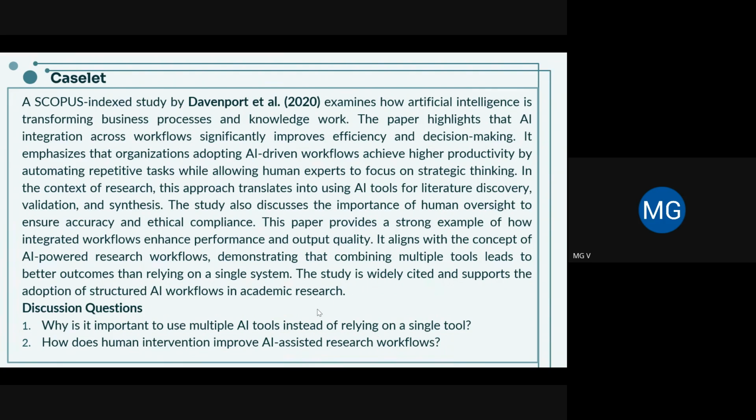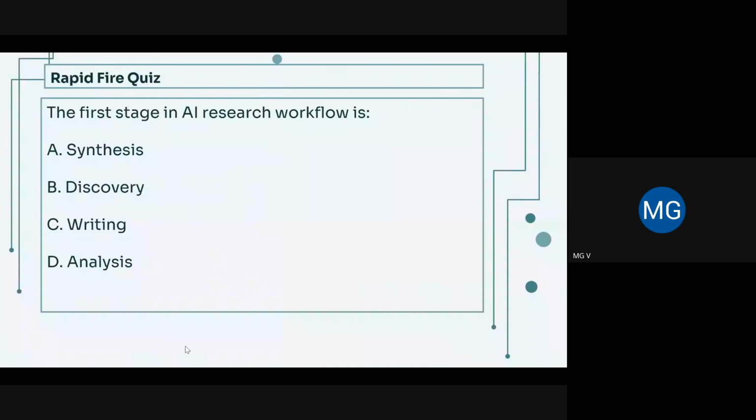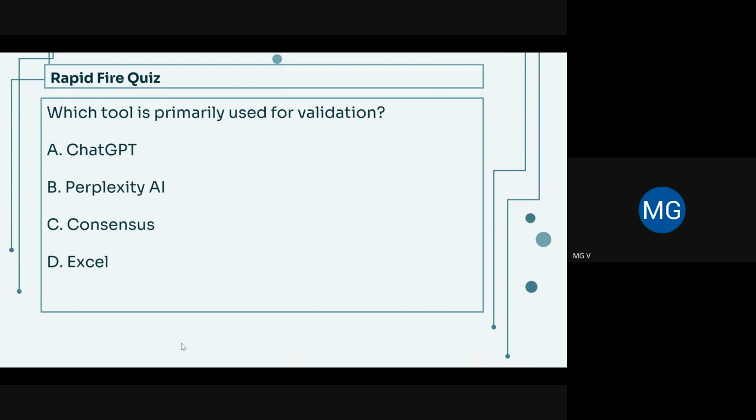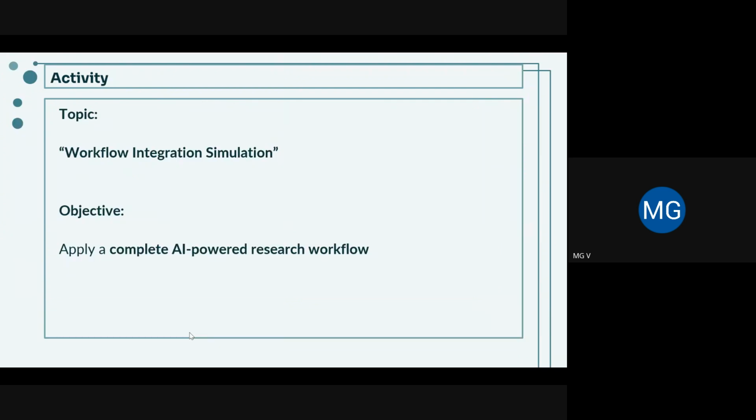It ensures critical thinking, validation, and ethical compliance, which machines may not be able to do. Now, the first stage in the AI research workflow is discovery. Which tool is primarily used for validation? It is Consensus. So I appreciate, sir, the interest you have been taking and responding.